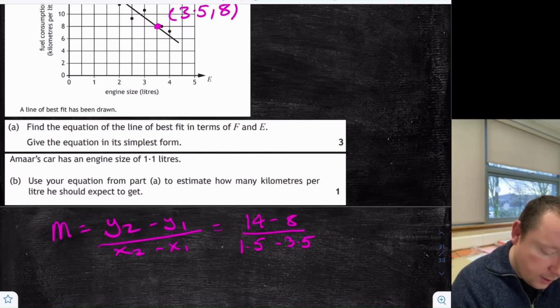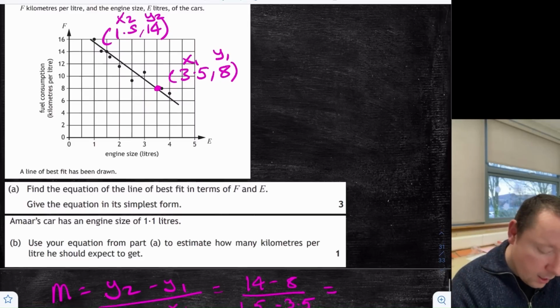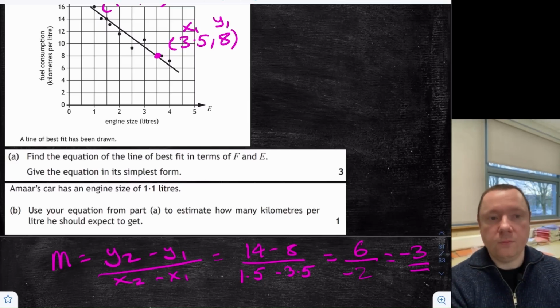Now I should be expecting a negative answer here because the slope is sloping down the way. So 14 take away 8 is 6. 1.5 minus 3.5 is minus 2, which gives me a gradient of negative 3. 6 divided by negative 2.